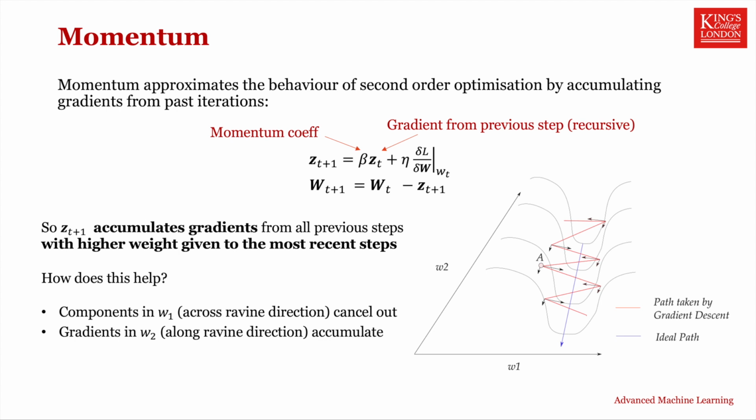So how does this help? Well, it means that the components in W1, the direction of steepest descent, end up cancelling each other out as they have opposing directions. So when they get summed, they just negate each other. This therefore just leaves the gradients in W2, which is the direction that we want to travel in. And these are accumulating, so adding up, such that in this way we move faster in this direction.